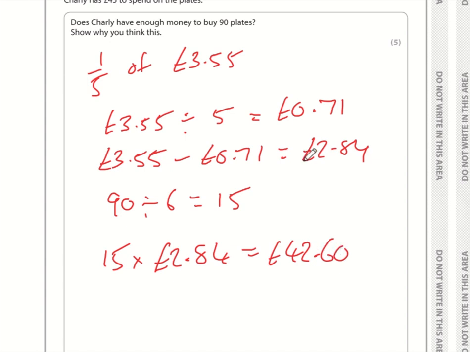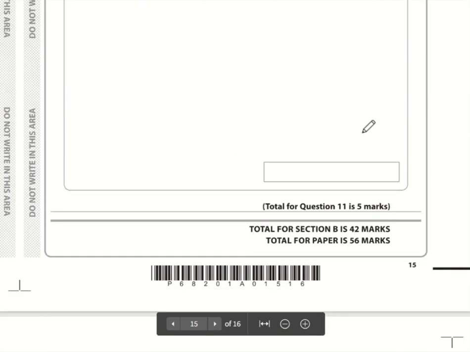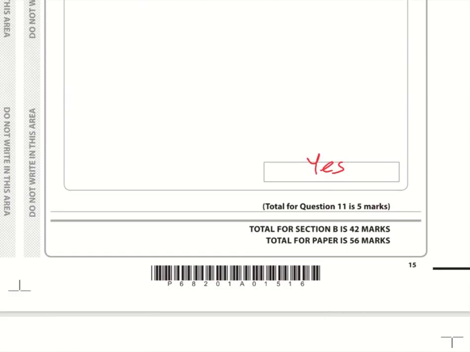Does Charlie have enough money? How much does she have? She has 45, so the answer is yes, she does. She's well under budget. And that is the end of section B.